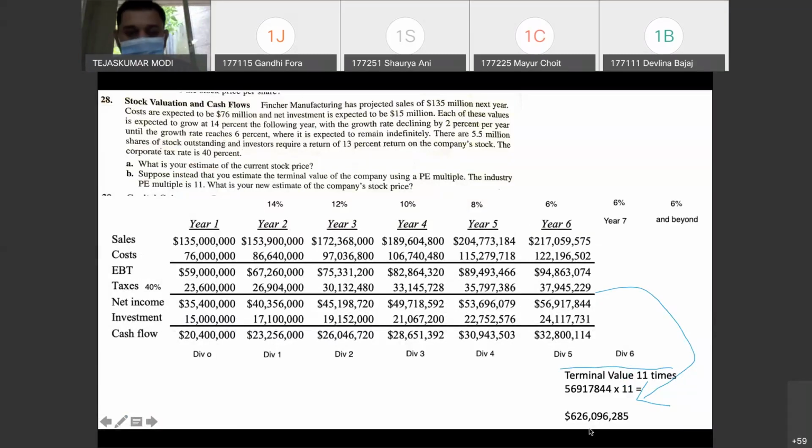So now tell me, what is company expecting in terms of terminal value? What company believes that the terminal value, if we use PE multiple, it should be 11 times the earnings. Is that what it means, beta?